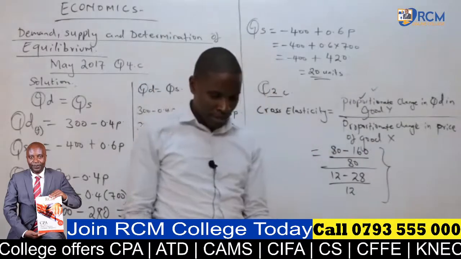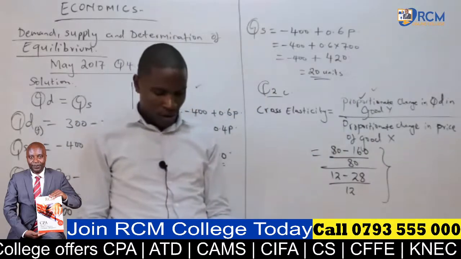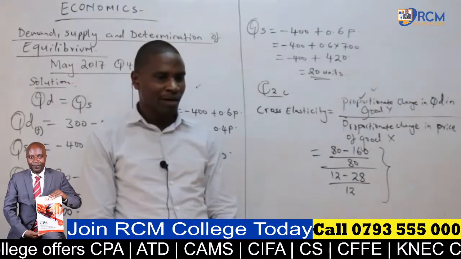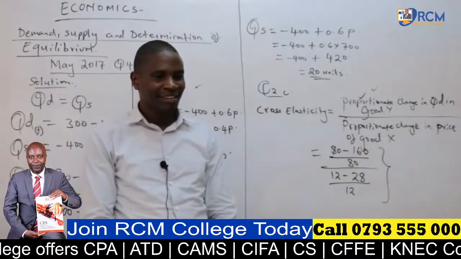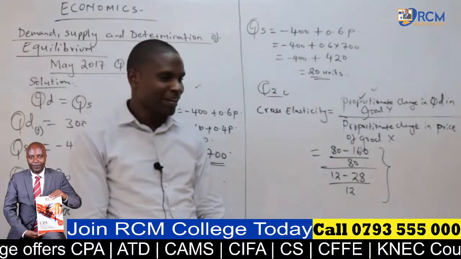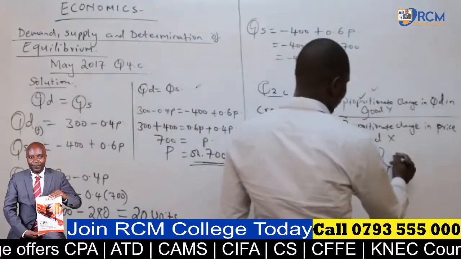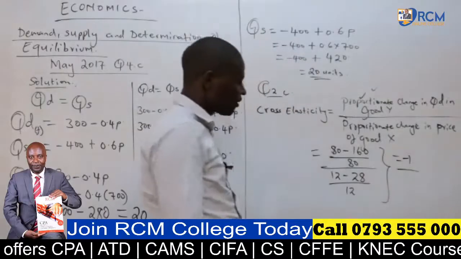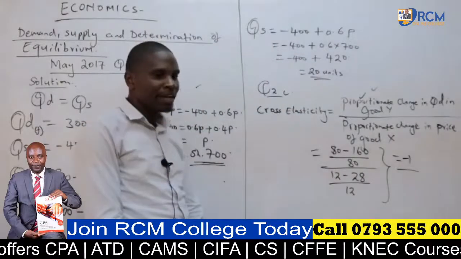Then you divide by 80, how much do you get? When you divide by 80, it will be minus 1. How much will that be? It will be minus 1. So here at the top we are given minus 1, divided by 12 minus 28.